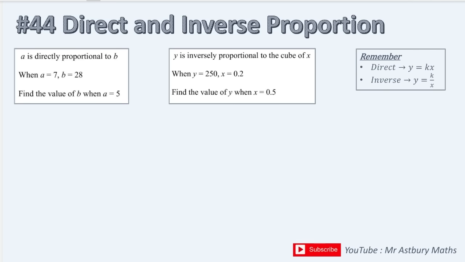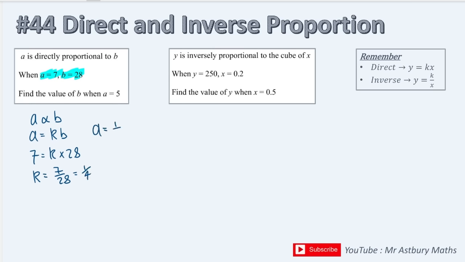So we have here that a is directly proportional to b. So we write that a is proportional to b, and that means that a is equal to k times by b. We then use the condition which we're given, and we sub that in to work out what k is. So when a is 7, we have k multiplied by 28. So dividing by 28 gives me 7 over 28, which is equal to 1/4. So our formula is now a is equal to 1/4 b.